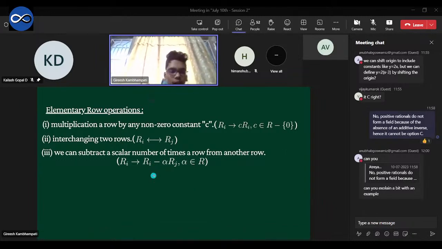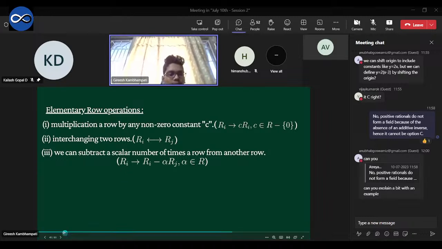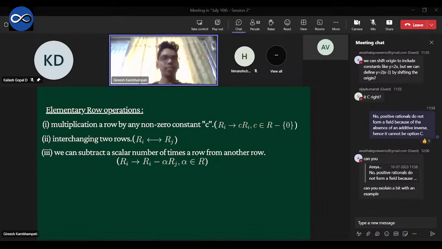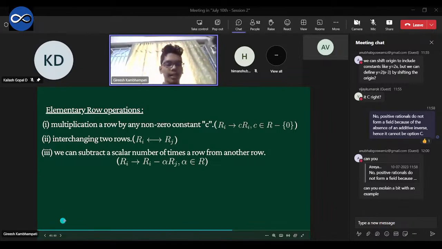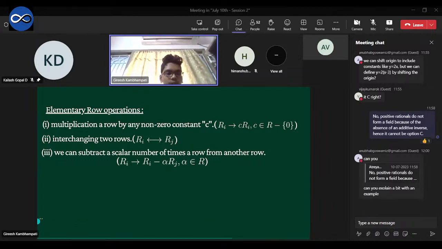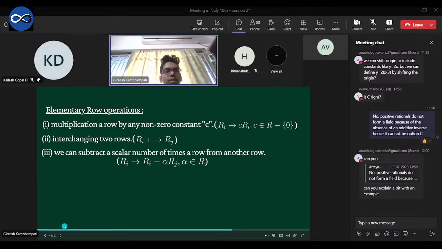We have discussed a lot about vectors. Let's come to matrices. I'm Girish. I want to introduce something about matrices, like some spaces which are related to matrices, like row space and column space. First, we'll start with elementary row operations.